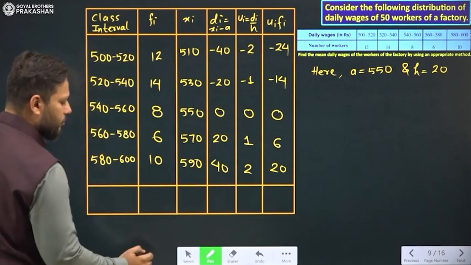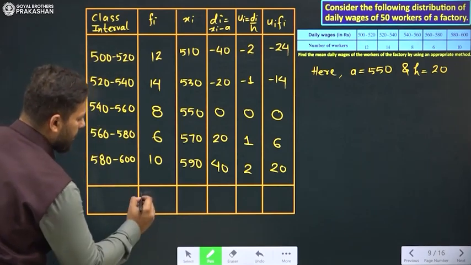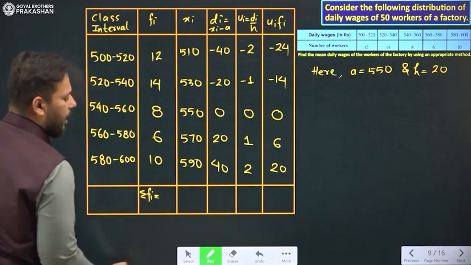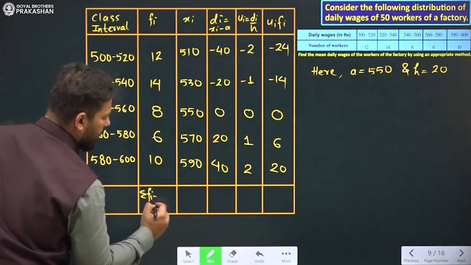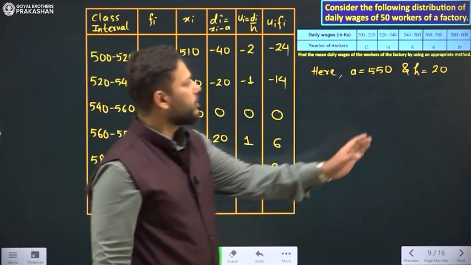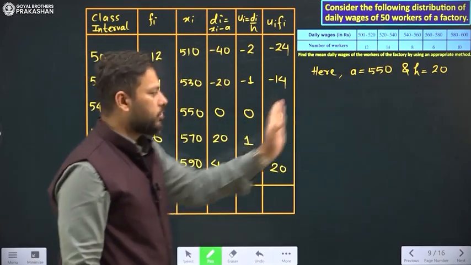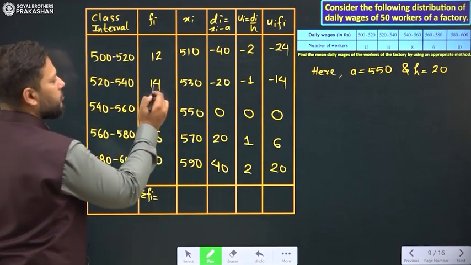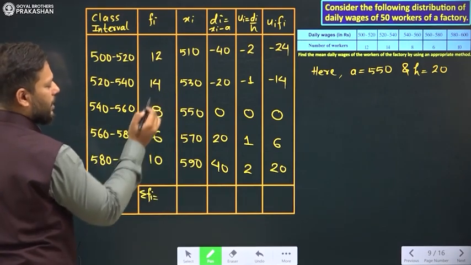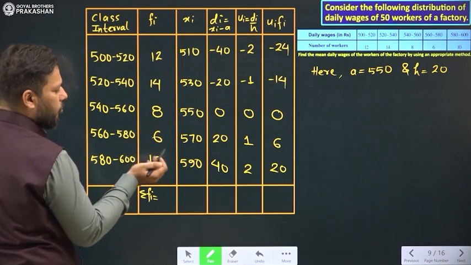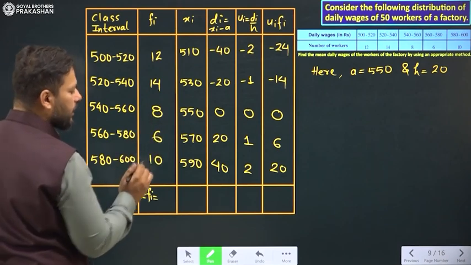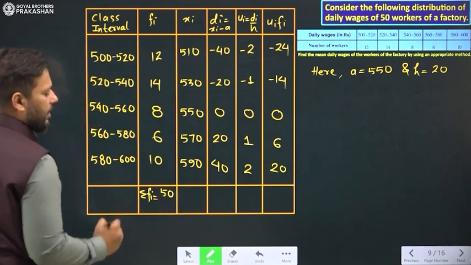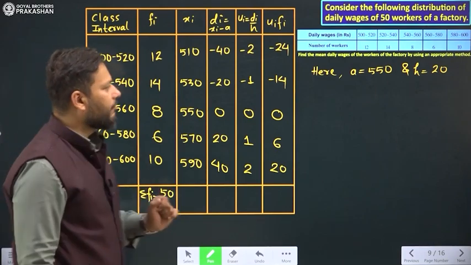Now let us find some totals. Here the very first thing is summation of Fi. How many workers were being interviewed over here? There were total 50 workers. So this summation of Fi should be 50. Let us check. What is 12 plus 14? It is 26. 26 plus 8 would be 34. 34 plus 6 is 40. And 40 plus 10 is 50. So yes, we are correct. We are getting summation of Fi as 50.